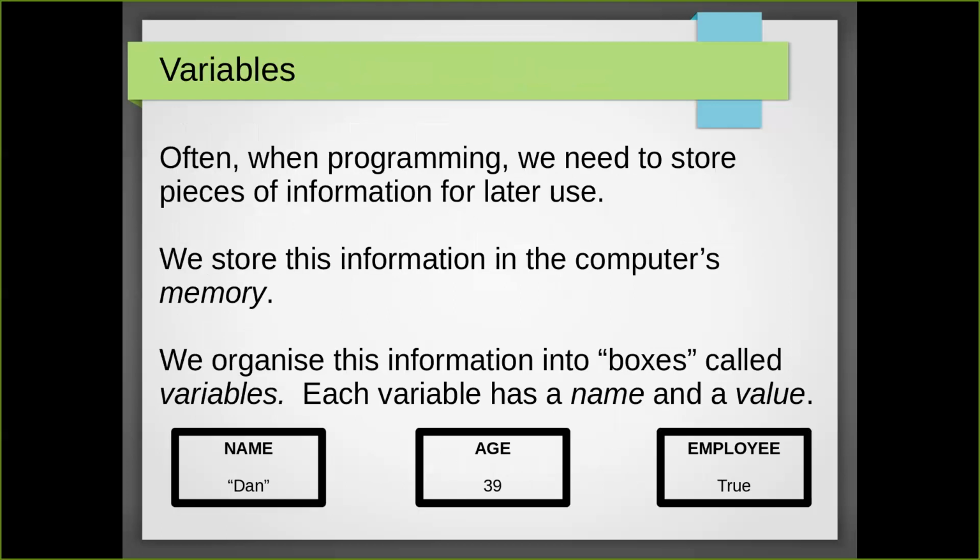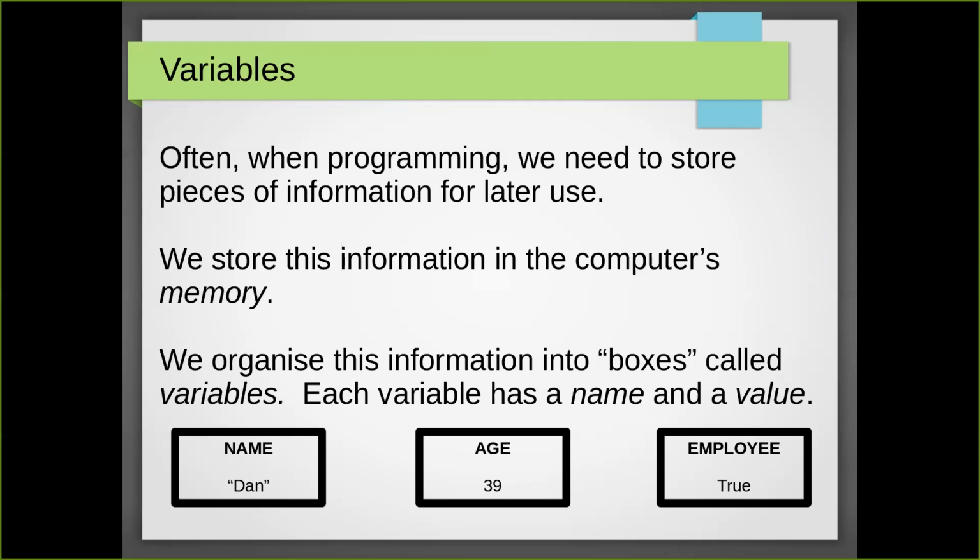A key concept within programming is the concept of a variable. We've already said that when you're programming, you often need to store pieces of information for later use. And where we need to store it just in memory, in the RAM, where we need to come back to it later in the program potentially, we store it in something called a variable.